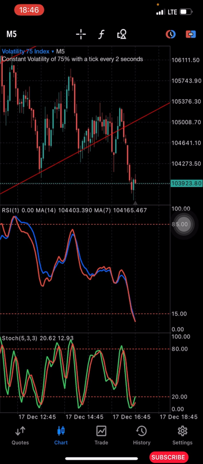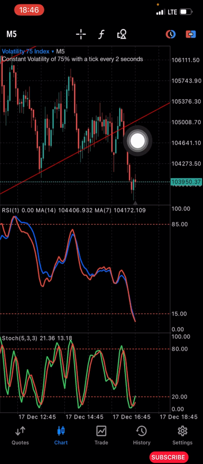In today's video, I'll be sharing with you guys another volatility index strategy, a very powerful strategy for scalping in the 5 minutes time frame. Without wasting much of our time, I'm going to quickly share with you guys the indicator setup for this strategy, and then I will be explaining how the strategy works.